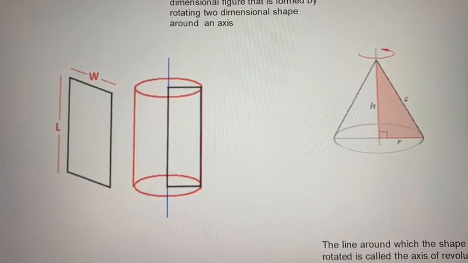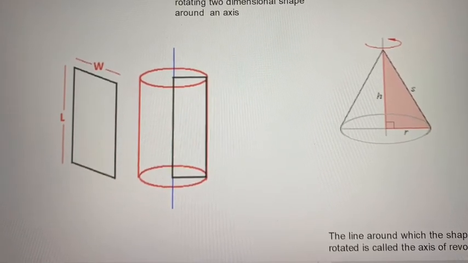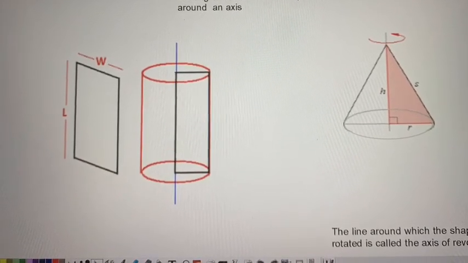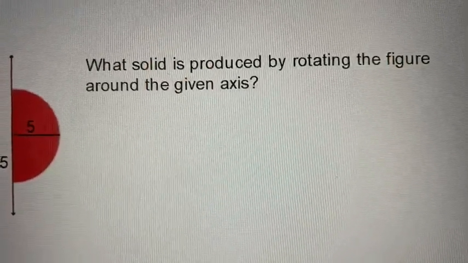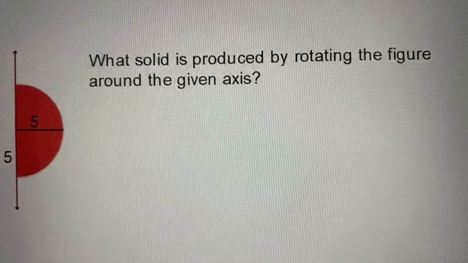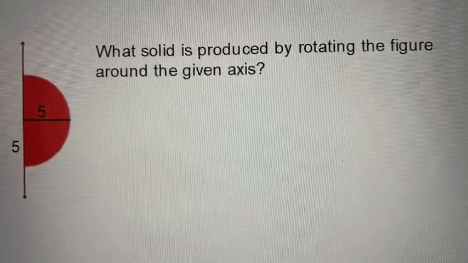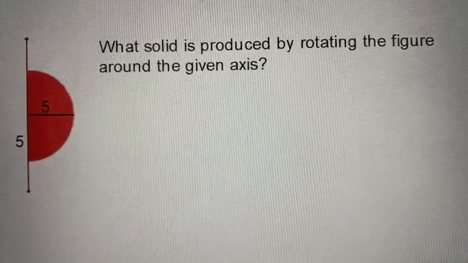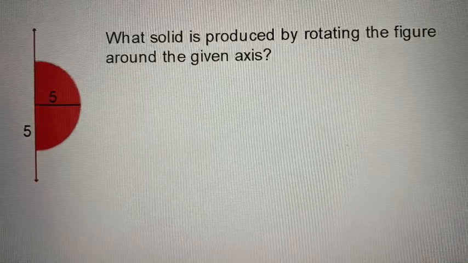How about a triangle? If we spun that triangle on an axis, round and round and round, we would get a cone. What about this? A semicircle. If we spun a semicircle on its axis, we would get a sphere. You're going to need to be able to recognize all polyhedra and non-polyhedra by their attributes.